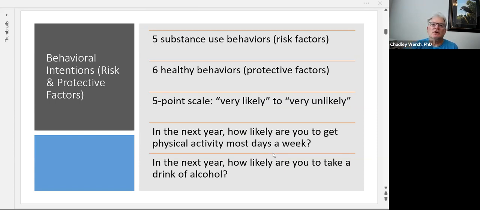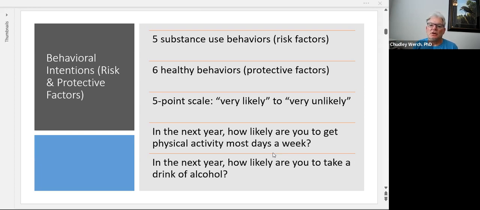It's called behavioral intentions. So you've got 5 substance use behavioral intention measures. Those are risk factors. We've got 6 healthy behavior intention measures. Those are protective factors. These items are all measured on a 5-point scale of very likely to very unlikely. And there are 2 examples on the bottom there.